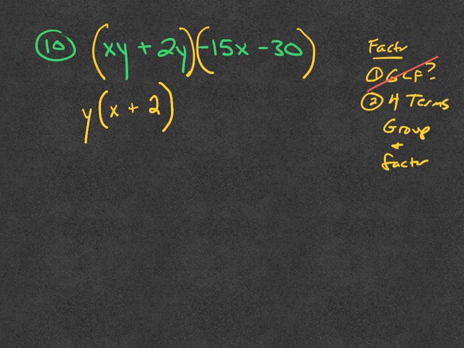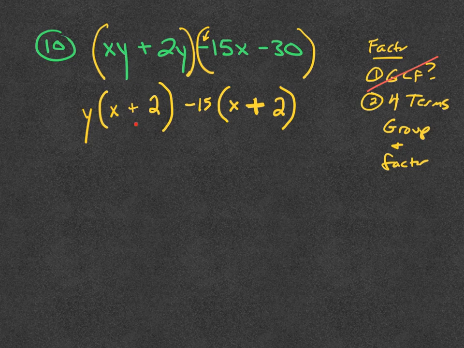And looking at the next grouping, negative 15x minus 30, make sure you take out a negative 15, since that pair starts with a negative term. So negative 15 is what we're taking out. That leaves the x. And then when you do negative 30 divided by negative 15, that leaves a positive 2.